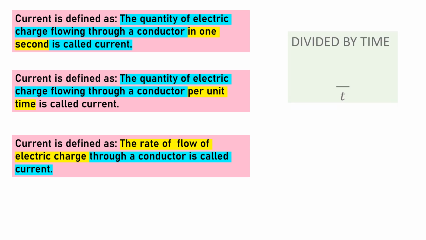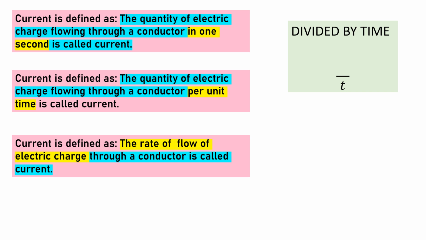What is the thing? That is divided by time. This word per indicates divided by. Wherever you see per unit time, that means you can write divided by time. The rate of flow of something, the rate of something can be indicated by this symbol divided by time. Since it is written the rate of flow of charge, we will write Q over T. So that means current is defined as Q over T.